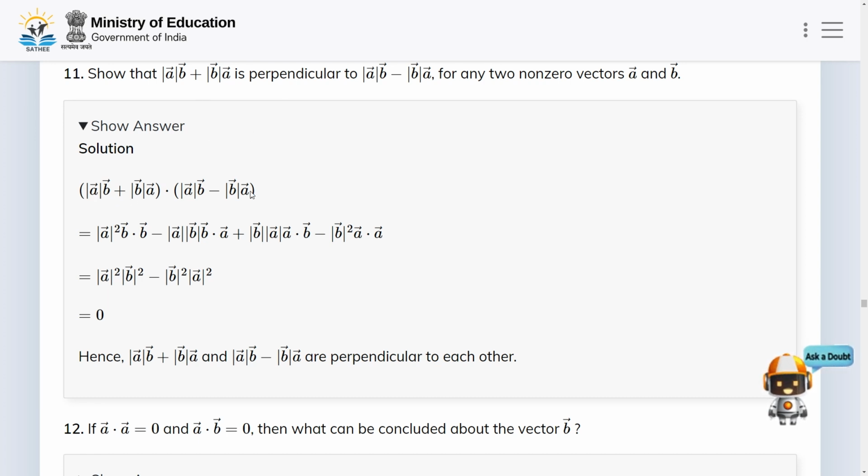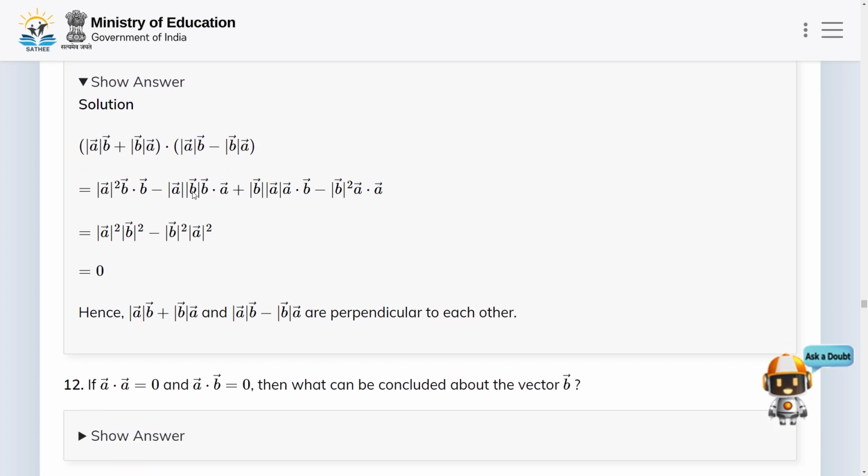So the dot product of these two vectors can be rewritten as square of magnitude of A multiplied with dot product of B with B itself, minus magnitude of A multiplied with magnitude of B multiplied with dot product of B and A, plus magnitude of B multiplied with magnitude of A multiplied with dot product of A and B, minus square of magnitude of B multiplied with dot product of A with A itself. This gives you that these two middle terms will be cancelling each other.